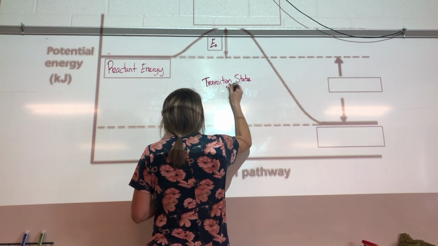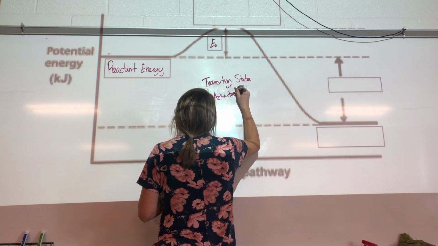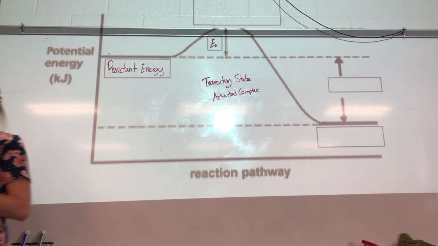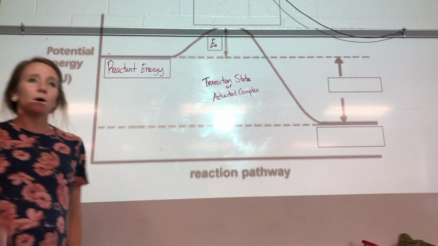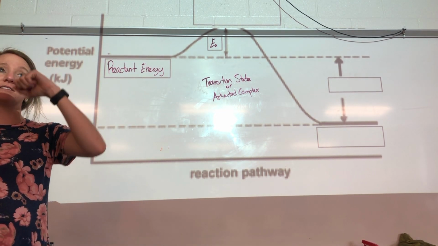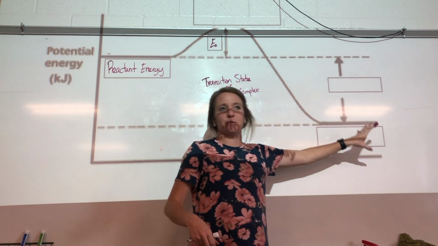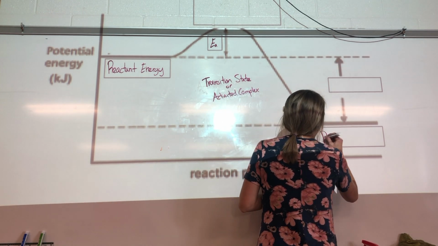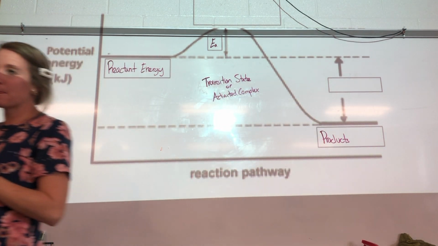or it's also called the activated complex. Kind of just depends on who you talk to, what book you read. Your book uses both terms, but what that is, once again, is the point at which the bonds start to break and new bonds start to form, but they're not really reactants and they're not really products. Okay? So once we go down the hill, this is now our products and the energy of them.